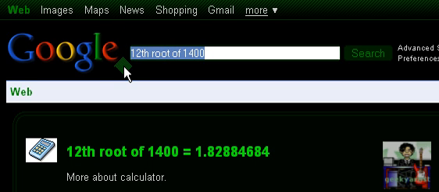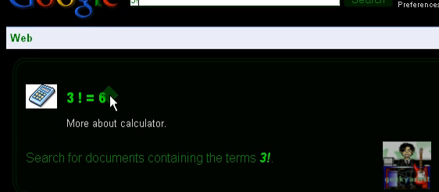So another operation is factorial. Let's say you want to get 3 factorial, which basically returns 3 times 2 times 1, which is 6. Let's check. The symbol for factorial is the exclamation point, so let's hit enter, and there you go, 6. So our equation is right.